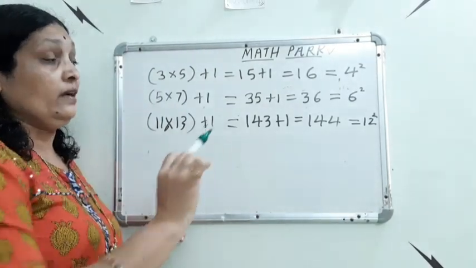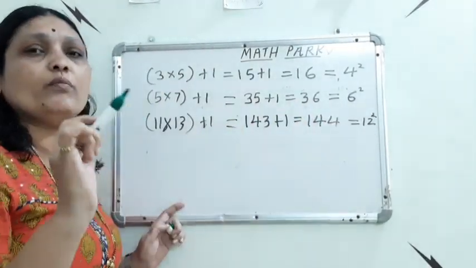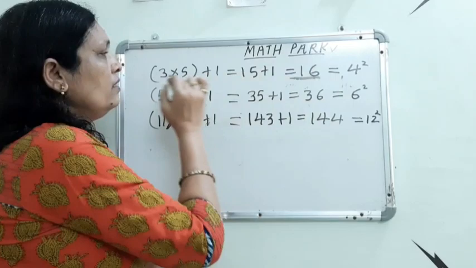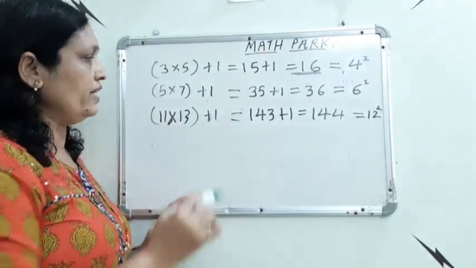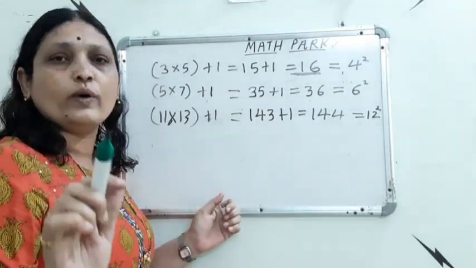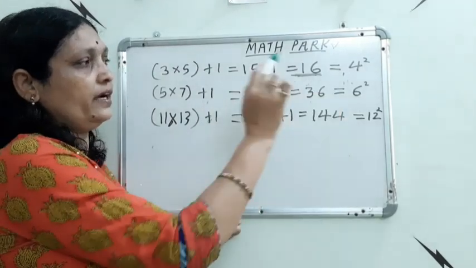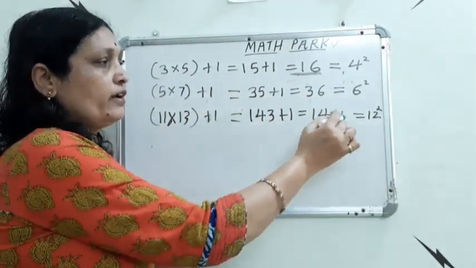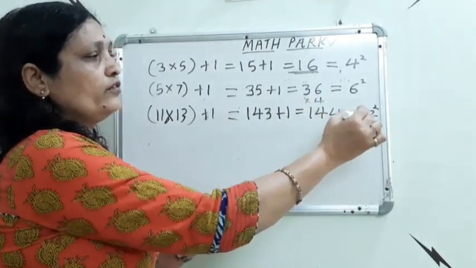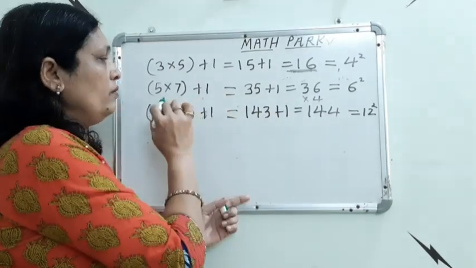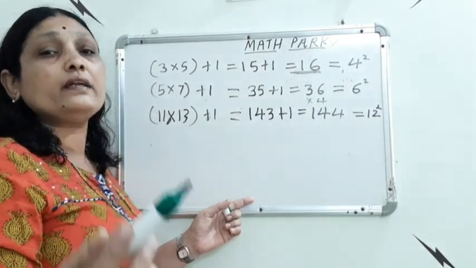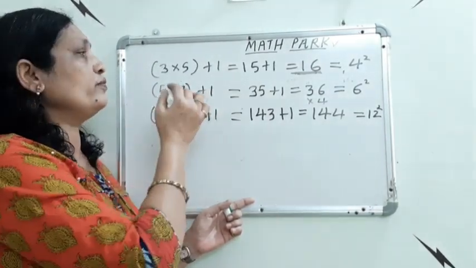Another important thing: these perfect squares are also multiples of 36, except for 3 and 5. 16 is not a multiple of 36. Just excluding the first twin primes, which are 3 and 5, try with other primes. You can find that whenever we take the product of twin primes and add 1 to it, what we get is always a perfect square, and this perfect square is also a multiple of 36. You can see that 36 into 4 gives 144. So taking the product of twin primes and adding 1 to it, the number is a perfect square and a multiple of 36, except for 3 and 5.